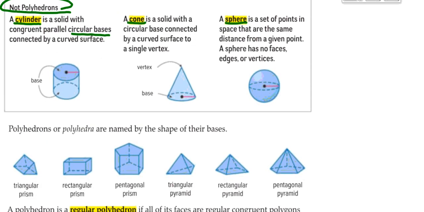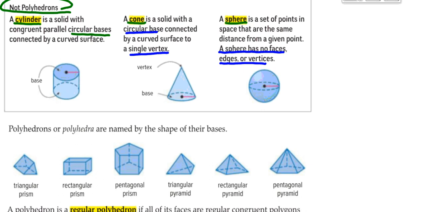And then the sphere is a three-dimensional set of points in space that are the same distance from a given point. And a sphere has no faces, edges, or vertices. And I should go back to a cone. A cone has a circular base, and it has a single vertex. So a cone does have a vertex, and it has a base shape that is a circle, but a sphere doesn't have any faces, edges, or vertices as we look at that.